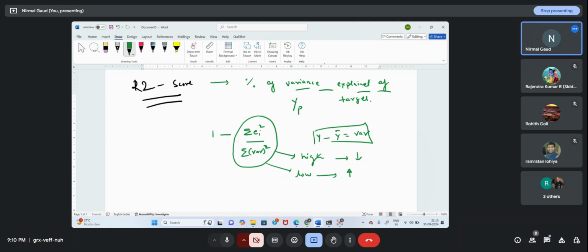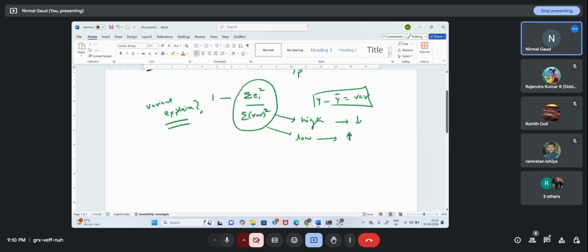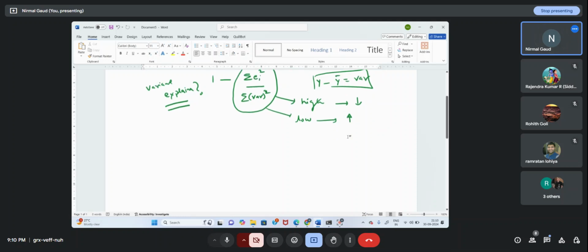Again, variance explained. Variance explained. What is it? Variance explained. What is it?